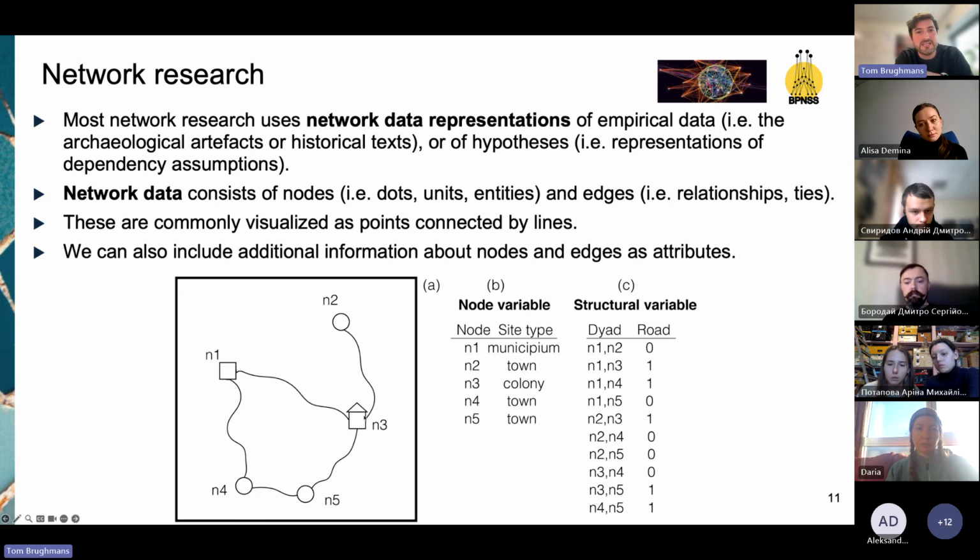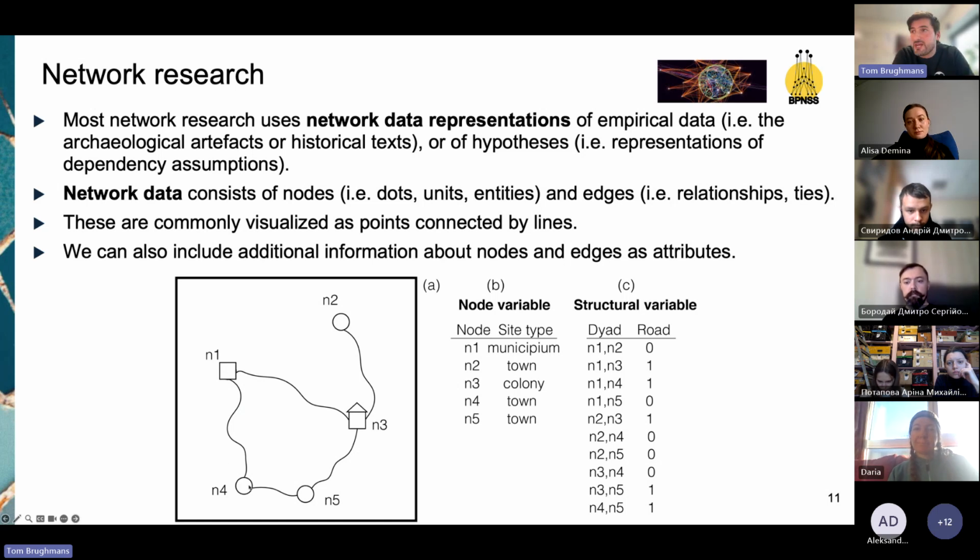In network data, we need a second set of things. We need a set of edges. Edges is another piece of jargon. It's basically a word representing relationships or ties, the things that connect the nodes. So here in this example, we have a pair of Roman towns, and they are connected by an edge here. And that edge represents a Roman road going from node 1 to node 4.